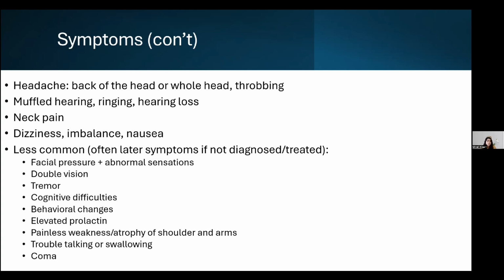Less common, and usually these symptoms sort of present later on, so if patients aren't diagnosed right away, we can see different cranial nerve deficits, cranial nerves being the nerves that innervate the face. So facial pressure, double vision, people can get abnormal sensations on the face. And then over time as well, people can develop certain cognitive changes, behavioral changes, trouble talking, swallowing, and in some cases, coma as well.